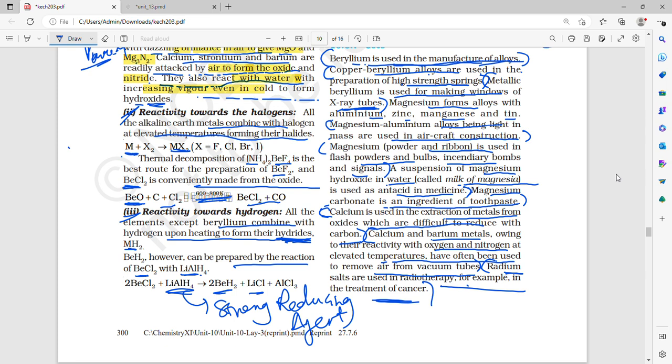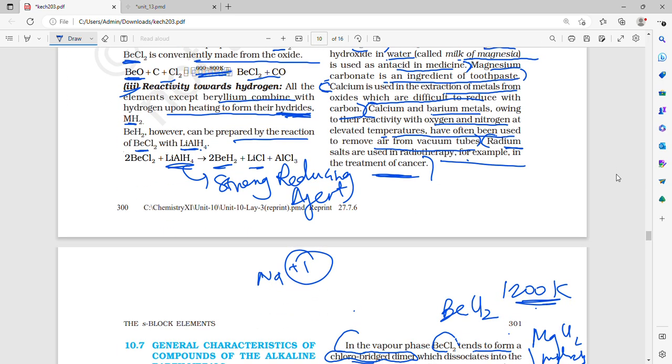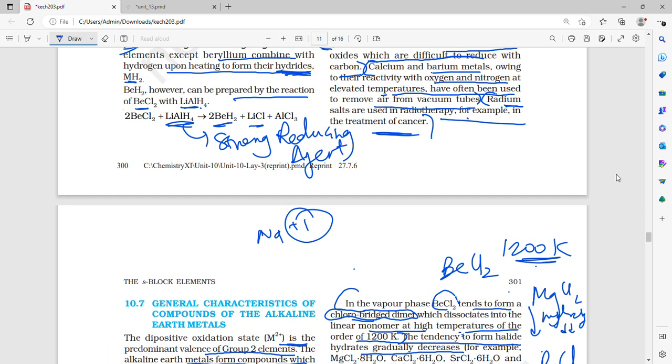Then radium salts in radiotherapy for cancer, calcium and barium metals to remove air from vacuum tubes, calcium used to extract metals from their oxides, the ones that carbon cannot reduce.